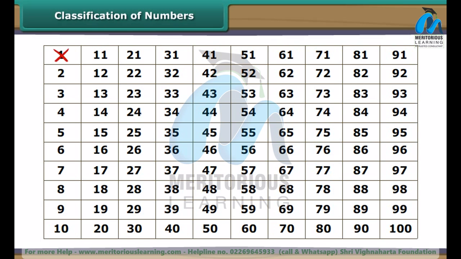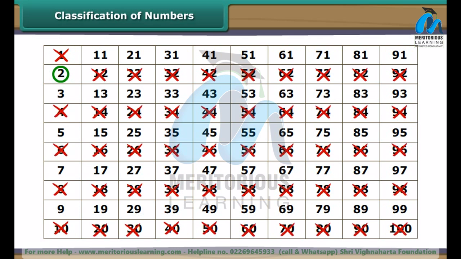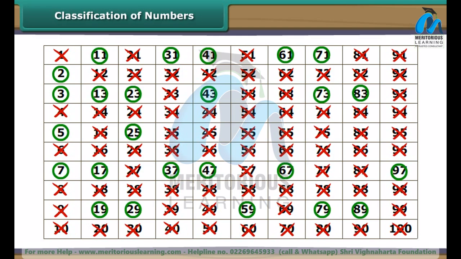1 is not prime as it has only one factor. We draw a cross on it. 2 is prime as it has exactly two factors. We draw a circle around it. We draw a cross on all the multiples of 2. 3 is prime. We draw a circle around it. We draw a cross on all the multiples of 3. We proceed till we have drawn a cross or a circle around all the numbers from 1 to 100.